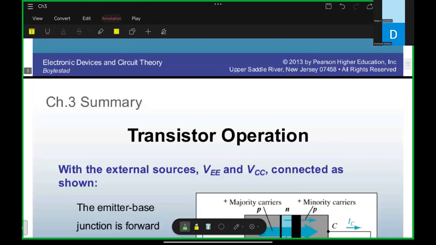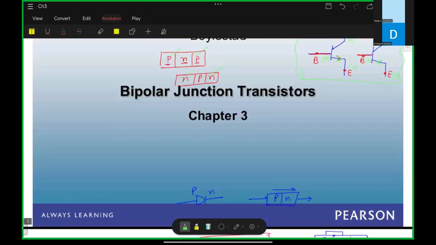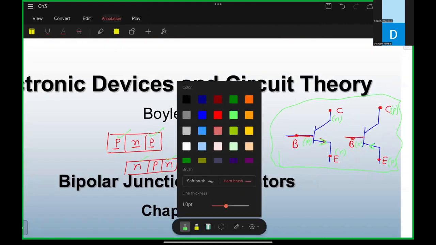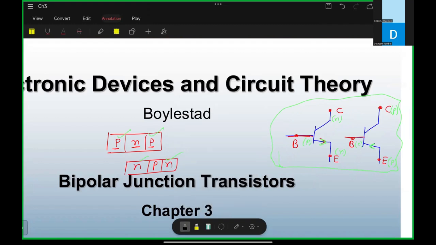One more thing. Basically, inside this transistor, can you tell me the direction of currents? See here, this is emitter current. It is always greater than the others. So you remember this relation: emitter current is equal to IC plus IB.